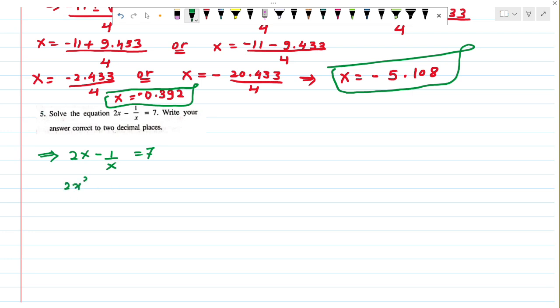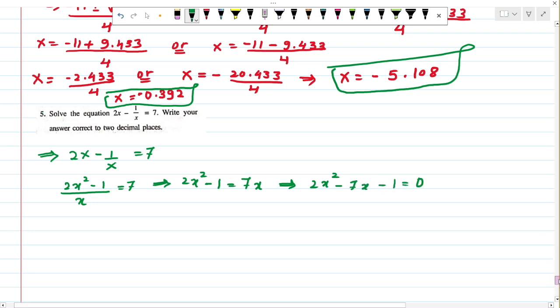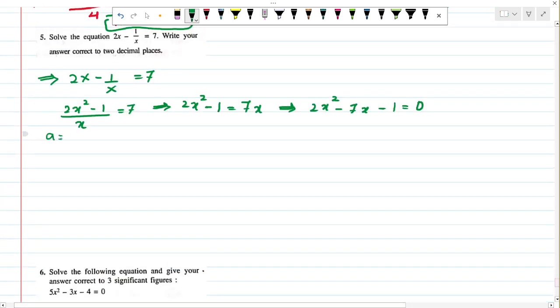So this becomes 2x square minus 1 divided by x is equal to 7. If I solve this, I'll get 2x square minus 1 is equal to 7x. If I rearrange this, I'll get 2x square minus 7x minus 1 equals 0. Now I'll write the values of a, b as well as c. a is equal to 2, and b is equal to minus 7 and c is equal to minus 1.